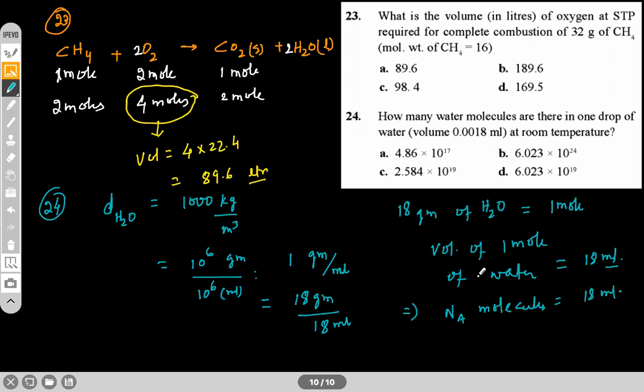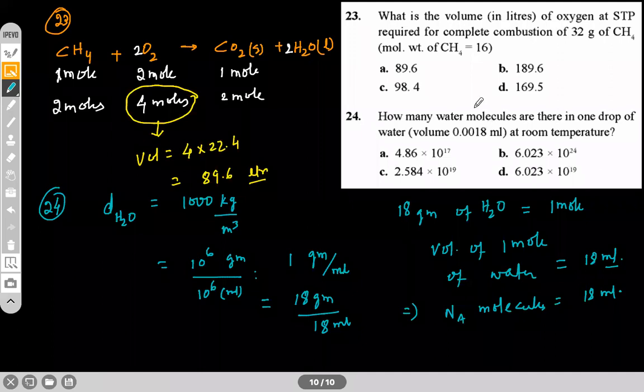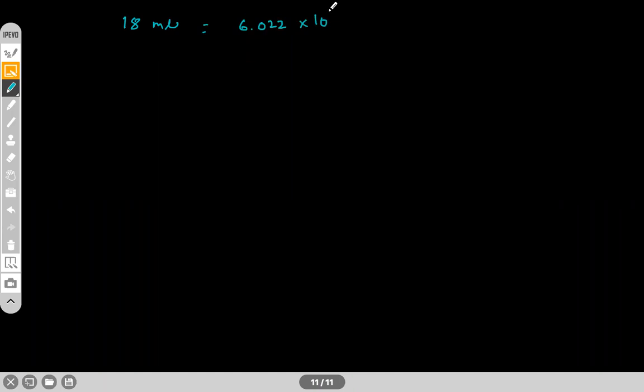So for 18 ml, the number of molecules is this. For these many mLs, what is the number of molecules? So I'll write down this unitary method. Number of molecules for 18 ml is equal to 6.022 into 10 to the power 23 molecules. So 1 ml is equal to 6.022 into 10 to the power 23 by 18.